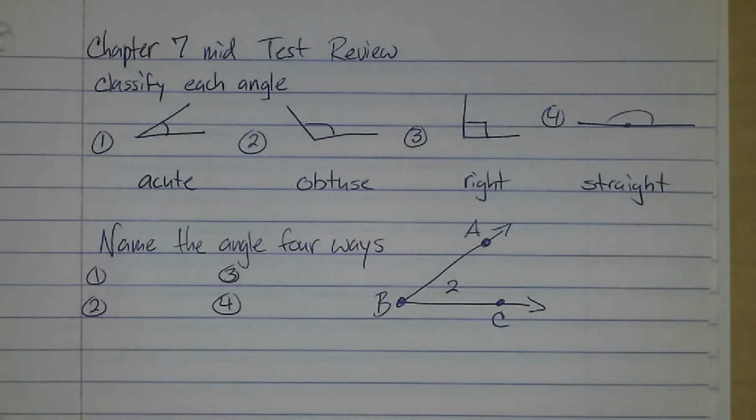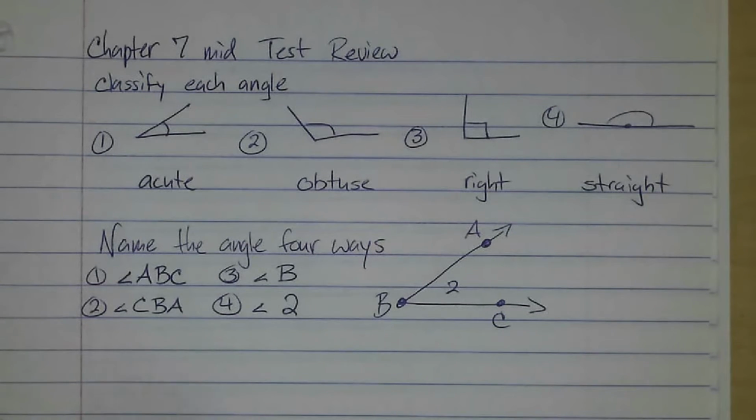Next up, name that angle 4 ways. Press play when you're ready. Alrighty. Angle ABC, angle CBA. Notice the vertex is in the center for both. You can call it by the vertex or the name of the angle. Make sure that you have the angle symbol. If you do not have the angle symbol on the test, I will mark it wrong.